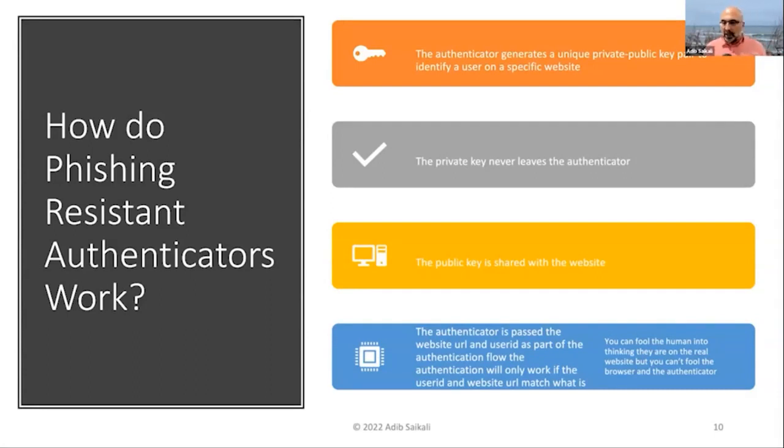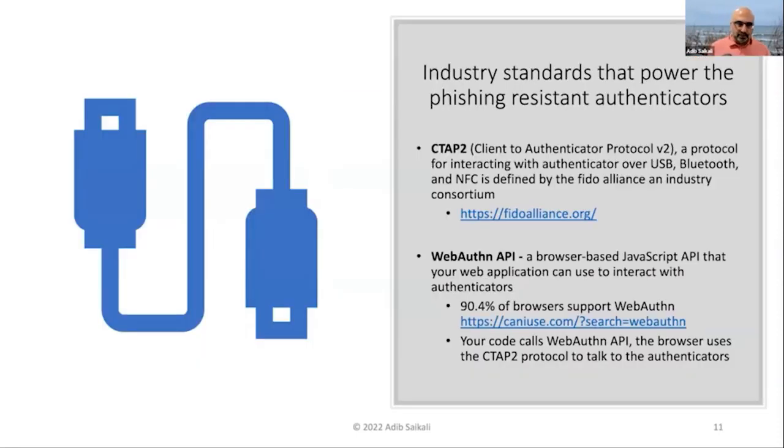So the bottom line is you can fool the human into thinking they're on the real website, but you can't fool the actual web browser because the web browser knows where you are. It knows the URL. And the authenticator is checking with the web browser. It's not checking with the human to validate where you're at.